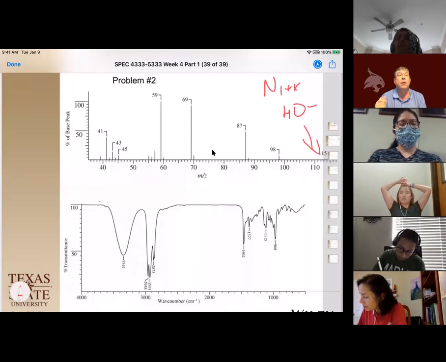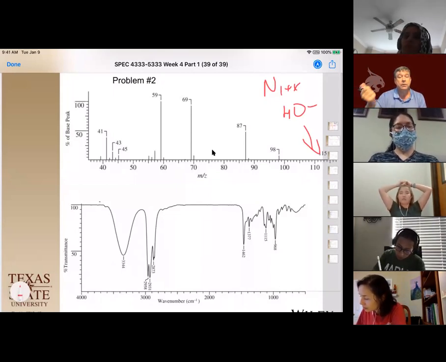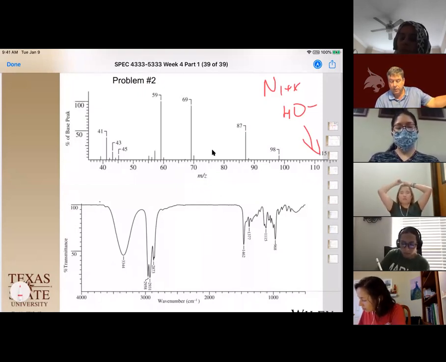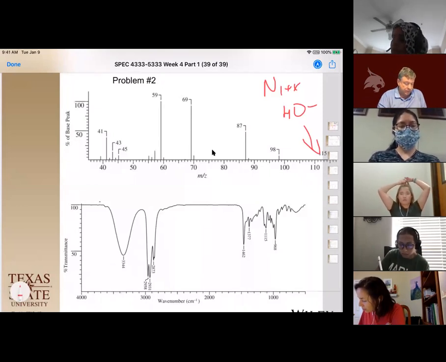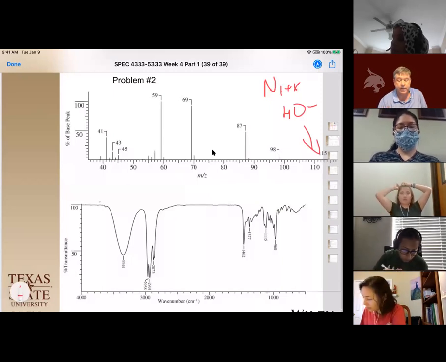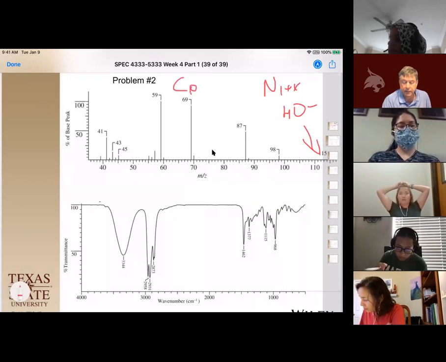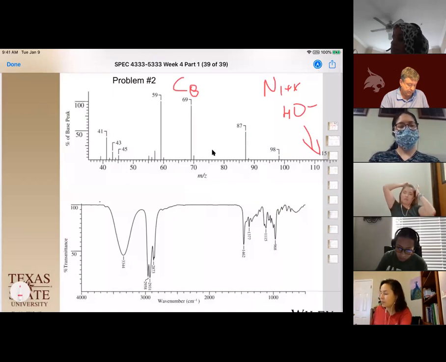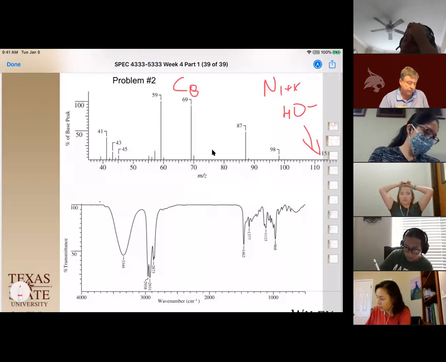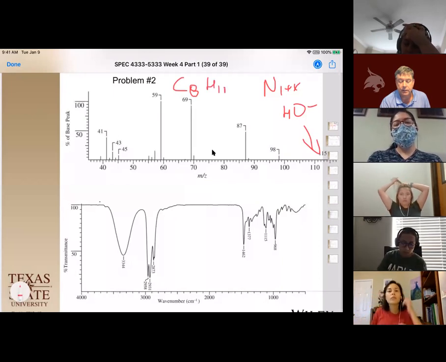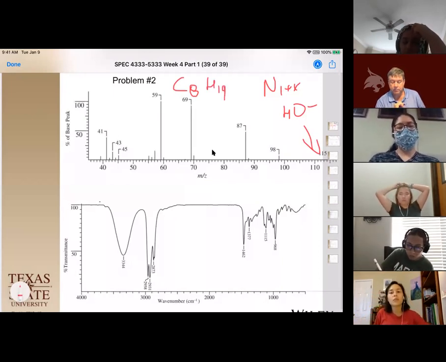To figure out which one we want to use, we'll look at the IR, but after we calculate our first empirical formula. So we have a 115. Let's do 115 divided by 13, which is 8 again. So we have C8 here. 13 times 8 is 104, and 115 minus 104 is 11. So 11 plus 8 is 19, giving C8H19. That's, I think, our base peak right there.